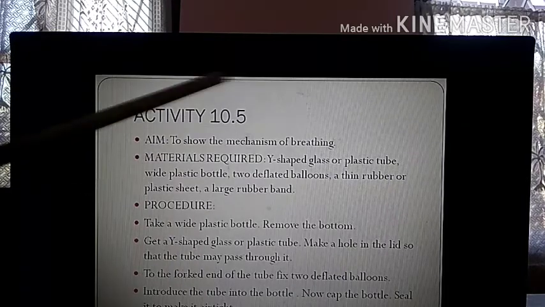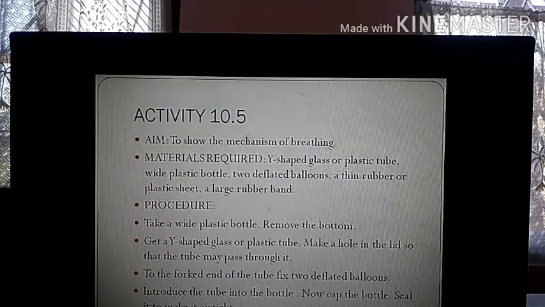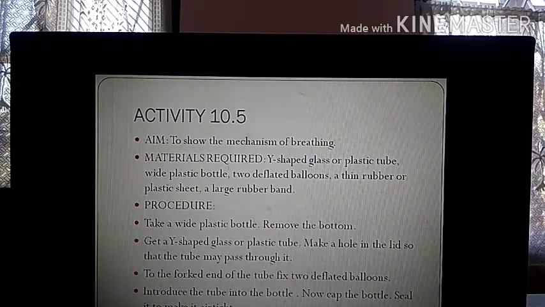Materials required: we need a Y-shaped glass or plastic tube, okay? We need a plastic tube or a glass tube which is in the shape of a Y. If you don't have a Y-shaped tube, you have to make one. You can take 3 pipes and join them to make a Y-shaped plastic tube. A wide plastic bottle we need, that means a plastic bottle which has a wide mouth. 2 deflated balloons, a thin rubber or plastic sheet, a large rubber band.